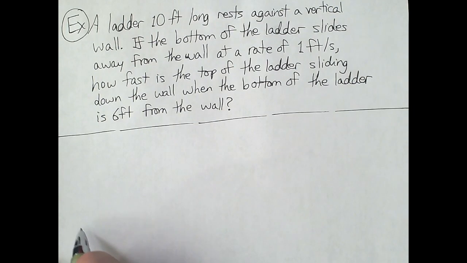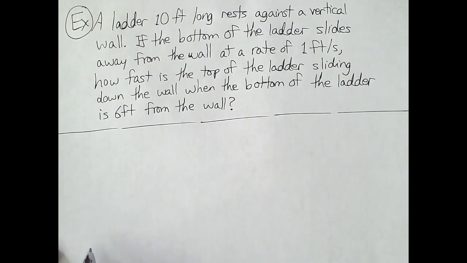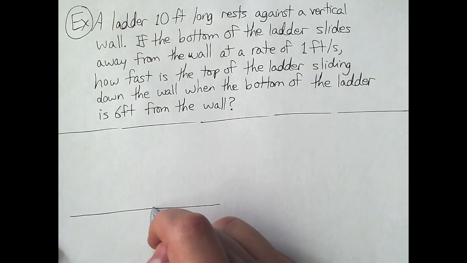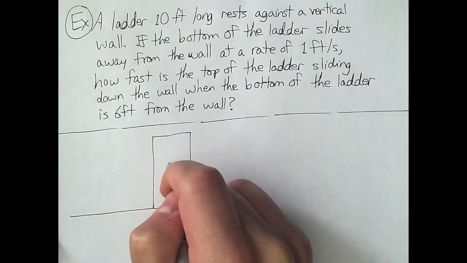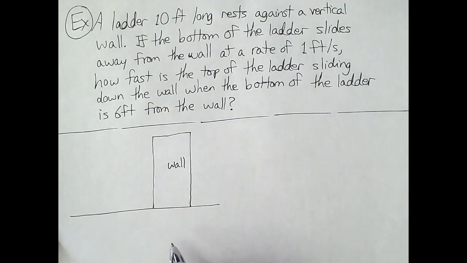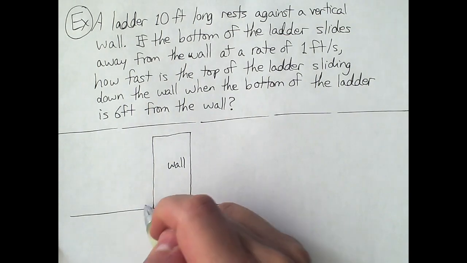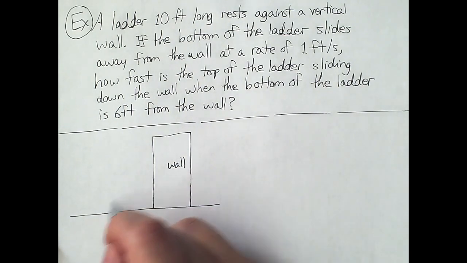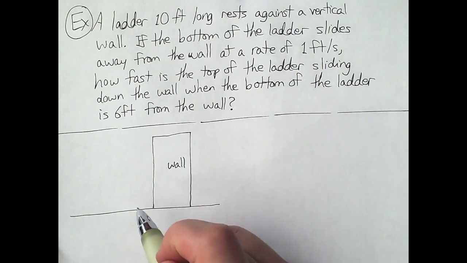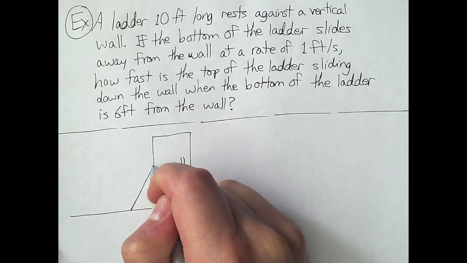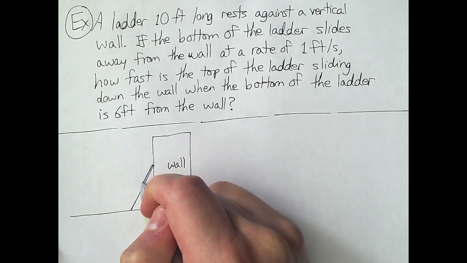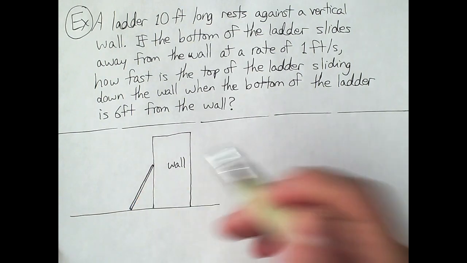So I'm going to do a side view, and we'll assume that the wall is straight up and the ground is flat. So let's say this is the ground, and let's say this is the wall. And let's draw a ladder leaning against it. Well, we don't know what angle it's making with the wall, right? But that's okay. We're just going to draw a ladder leaning against it, and we don't have to get out a protractor and measure an angle or anything like that. Just a side view of a ladder.